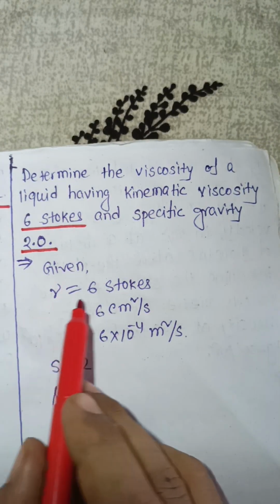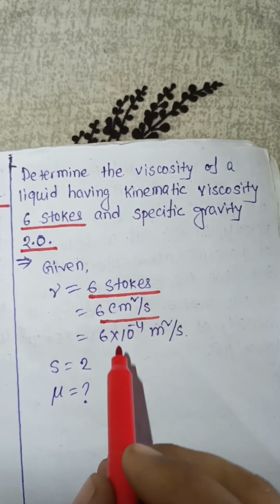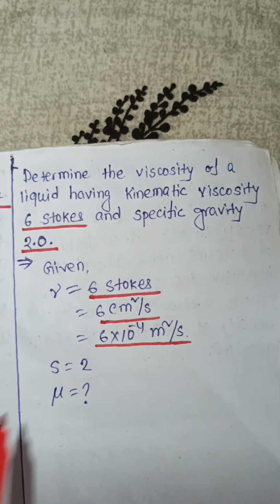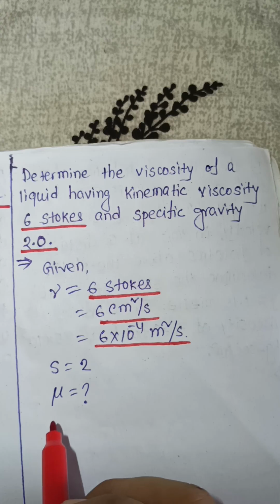So what is given? Nu is equal to 6 Stokes, that is 6 centimeter square per second, that is equal to 6 into 10 to the power minus 4 meter square per second. And specific gravity S is given, that is 2. You have to calculate the value of mu.